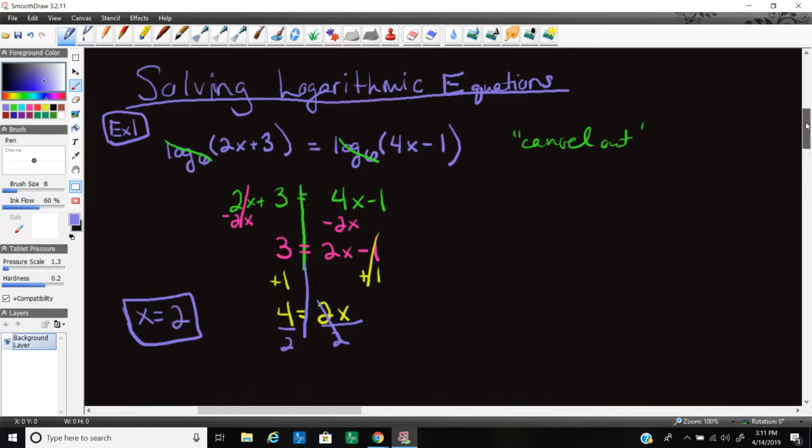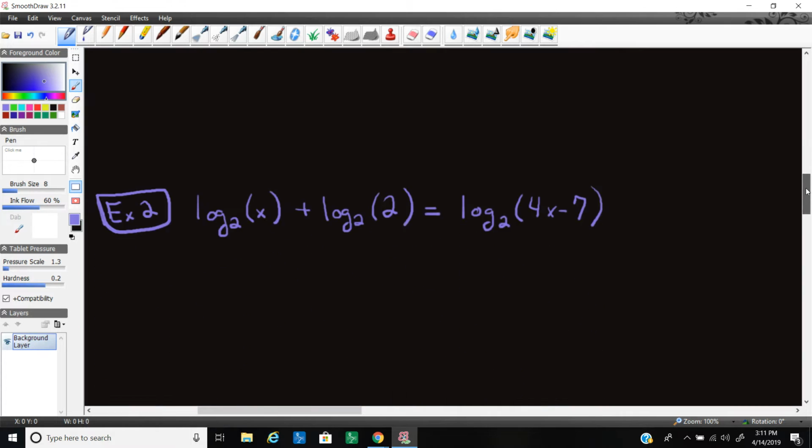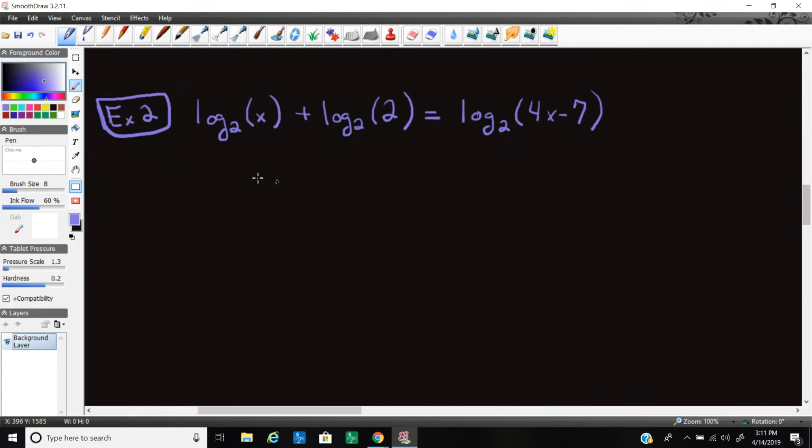So here's another example of what you might see. Example number 2, log base 2 of x plus log base 2 of 2 is equal to log base 2 of 4x minus 7. Okay. The first thing we want to check is if they are both in condensed form. If you look on the left side, we have two logarithms. So right away, you should know that this is expanded, meaning we have more than one logarithm. So we're going to have to take care of that first.